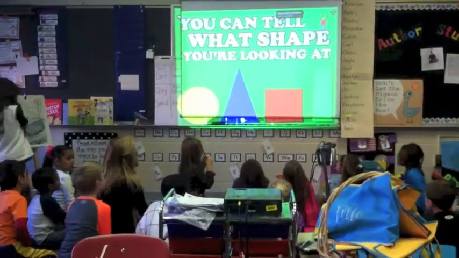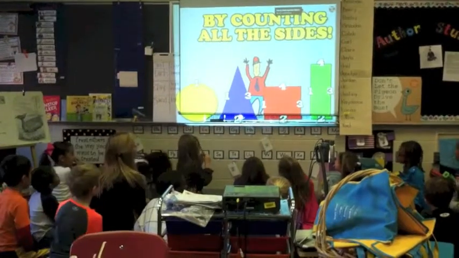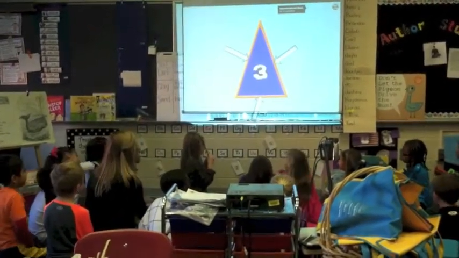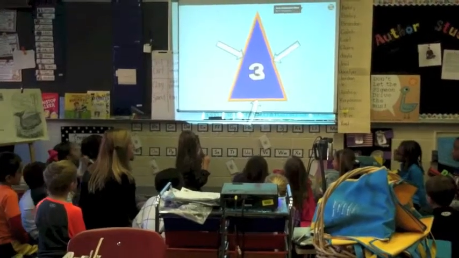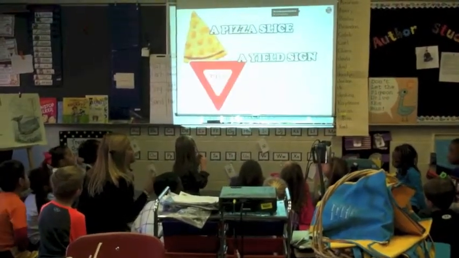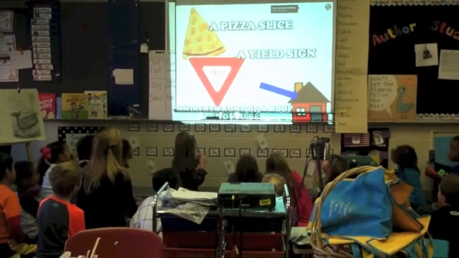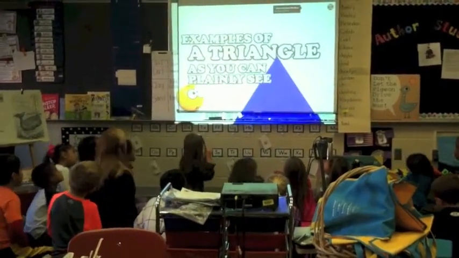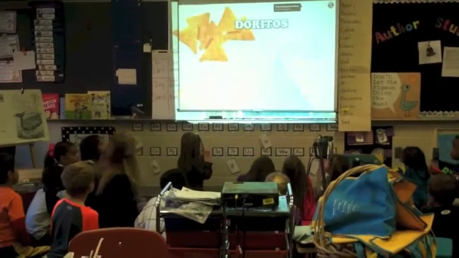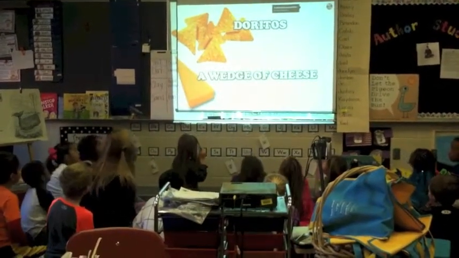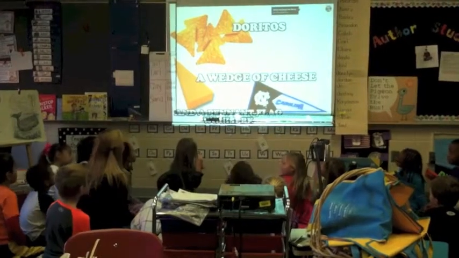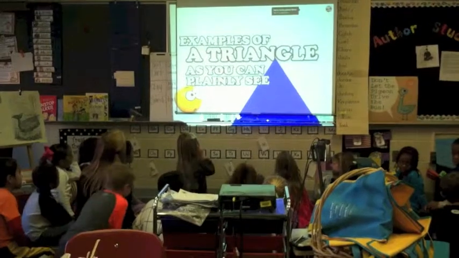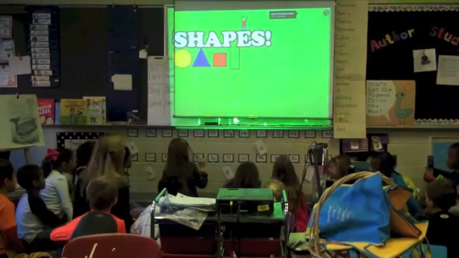You can tell what shape you're looking at by counting all the sides. A triangle has three sides. A yield sign in the front of a room would be examples of a triangle, as you can plainly see.